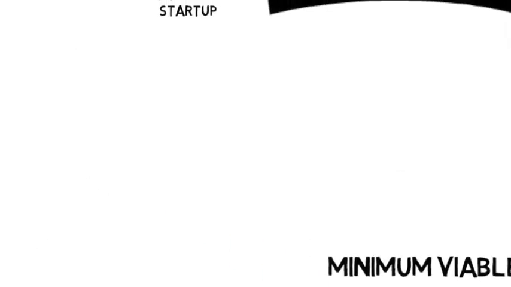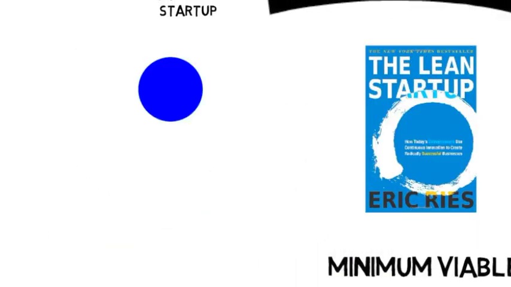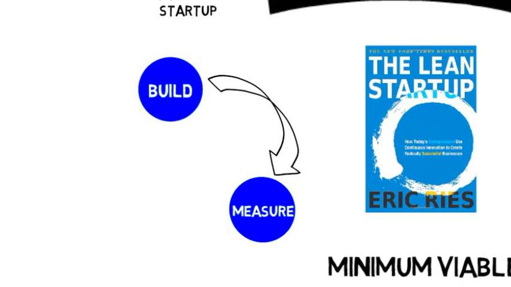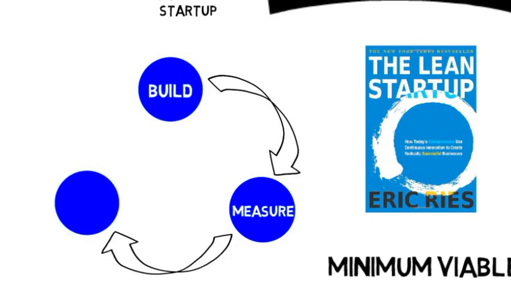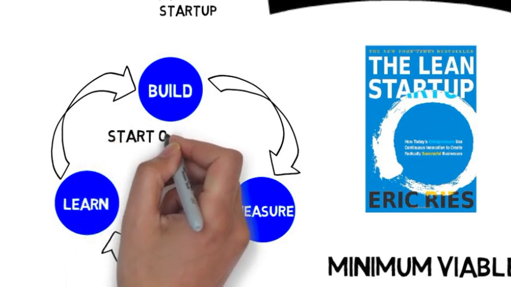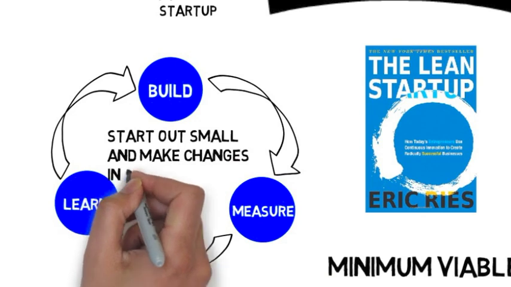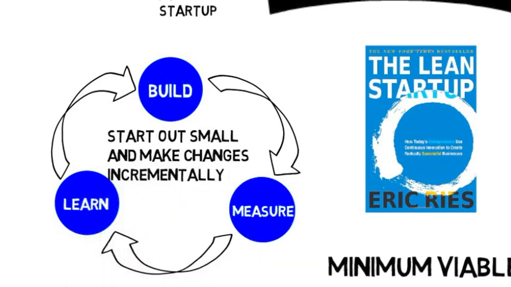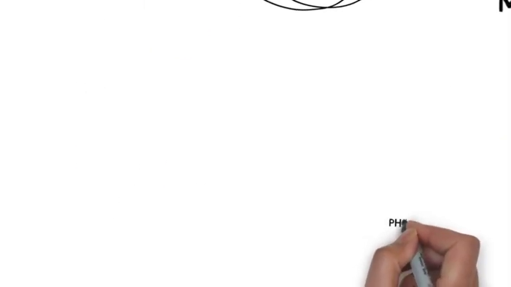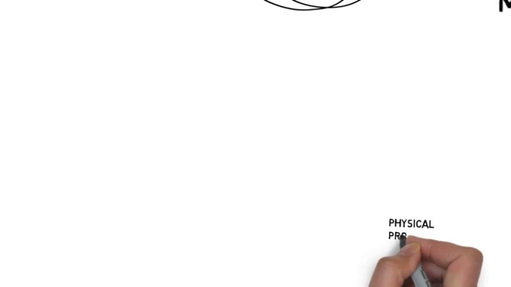This is really important. Unlike the linear waterfall method that we discussed earlier, this is a circular approach to product design that Eric Ries, in his book The Lean Startup, calls the build, measure, learn feedback loop. Instead of starting out with every feature that you can think of, you start out small and make changes incrementally. Your MVP could be a physical prototype made out of hard materials, but it could also be many other things.